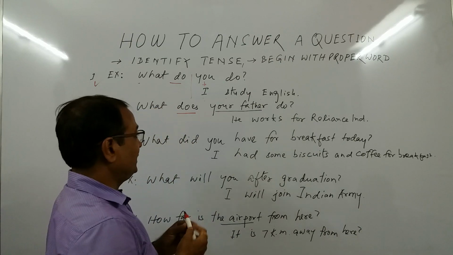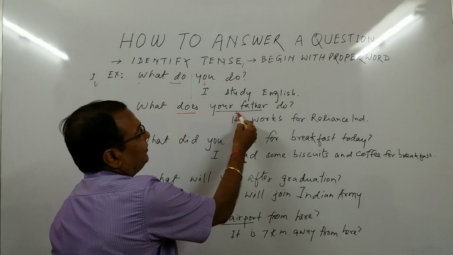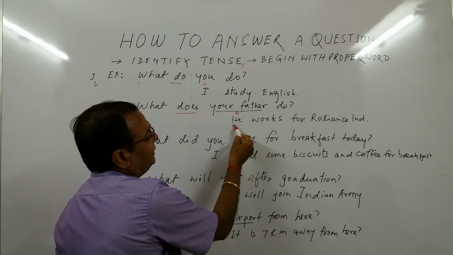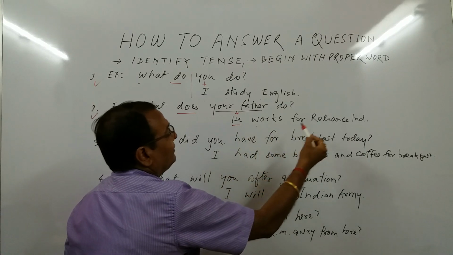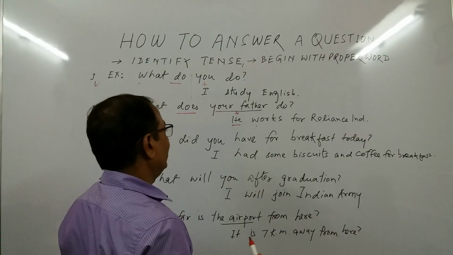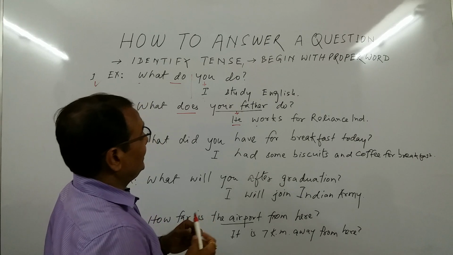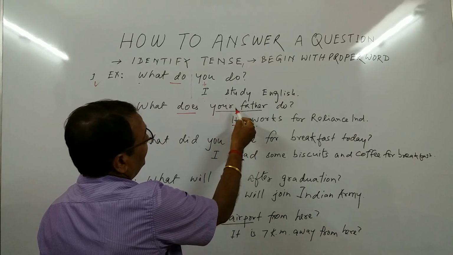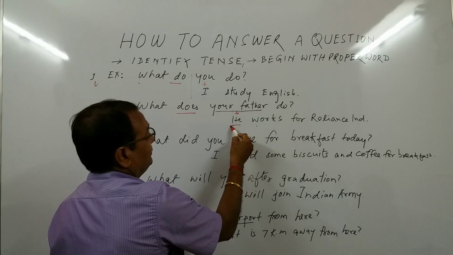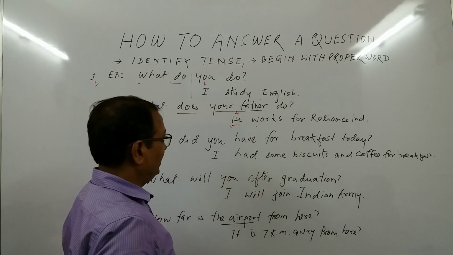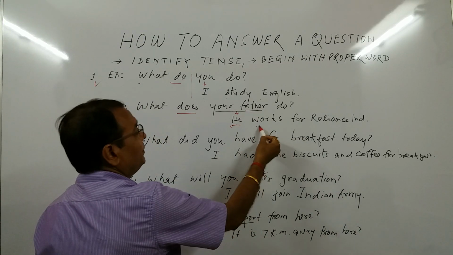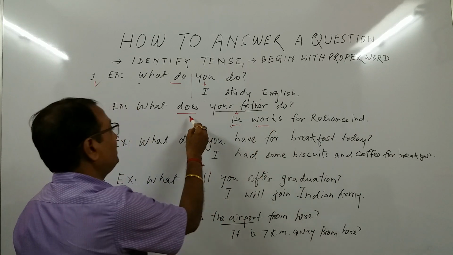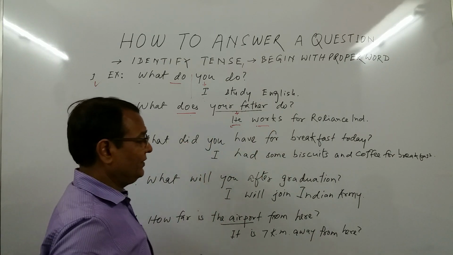In that situation, you write he instead of father. You say, he works for Reliance Industries. Here you see what you have done: instead of the name you are using a pronoun. That's the correct way of speaking. Then again you are using the present verb because the question is in simple present tense. He works for Reliance Industries.